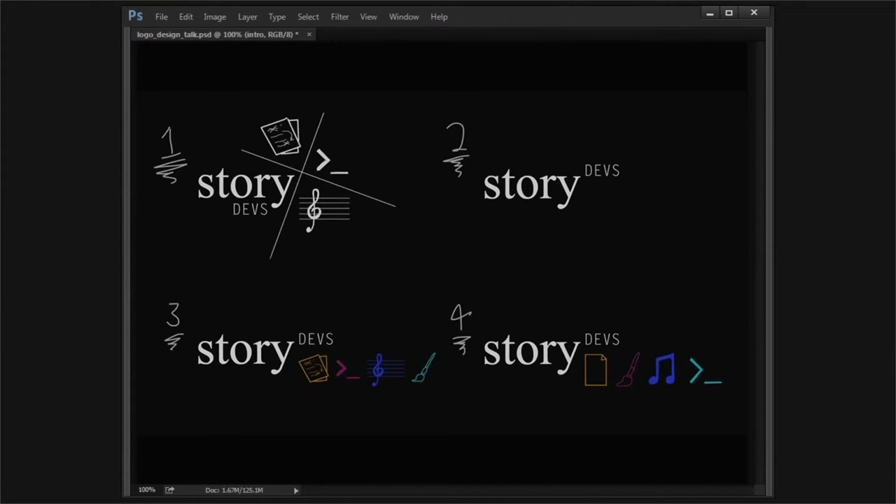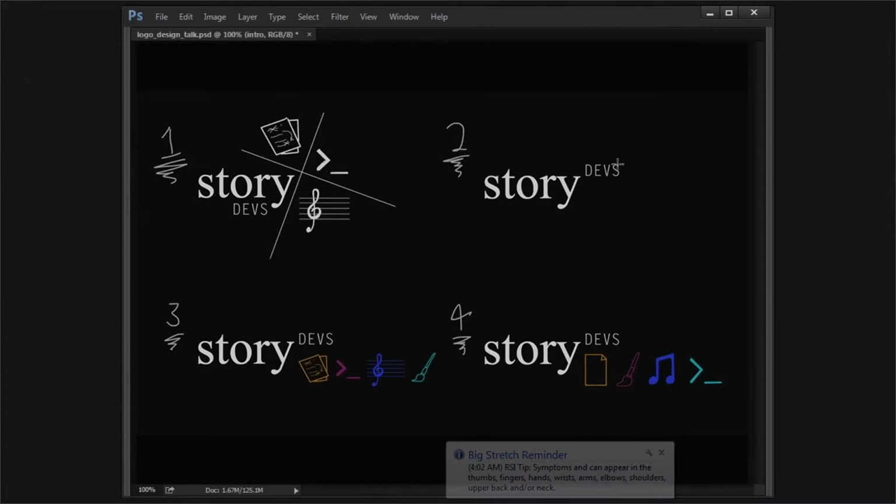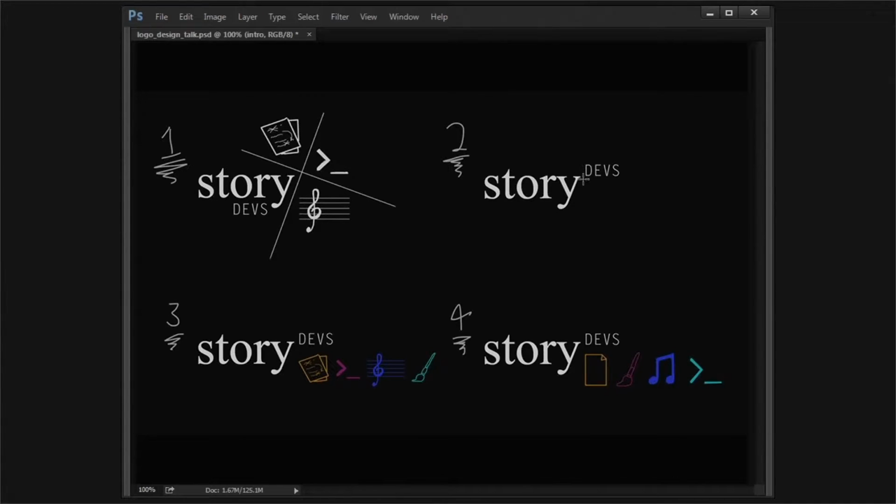So a normal word, even with a nice font, usually isn't very recognizable. So I played with the positioning and the size, and I've ended up superscripting devs here. I put it in a sans serif font because it's much easier to read that way. If you have serifs on it, it's much more busy and it's hard to read at a smaller size.